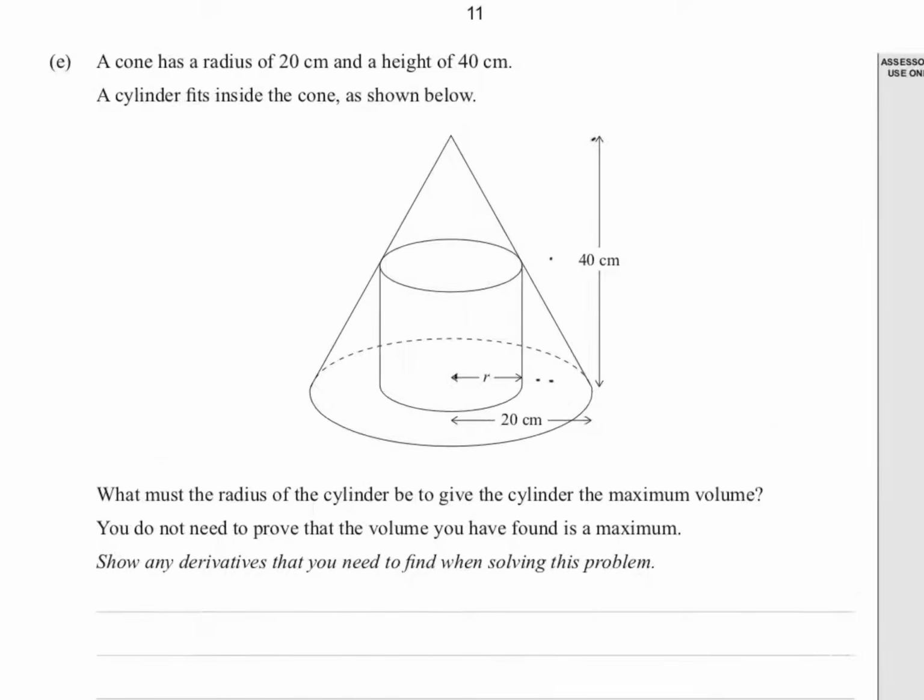Moving along. A cone has a radius of 20 centimeters and a height of 40 centimeters. A cylinder fits inside the cone as shown below. What must the radius of the cylinder be to give the cylinder the maximum volume?